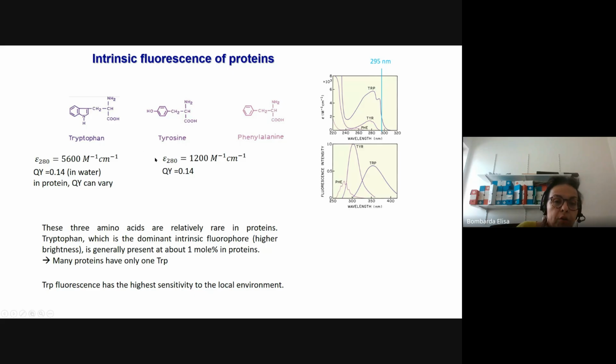Another advantage of these fluorescent amino acids is not only the fact that they are fluorescent, but also the fact that they are quite rare in proteins. Many proteins have only one tryptophan. And that is an advantage because you can say, okay, it's a local probe, so I can have information around its environment, and I'm not disturbed by many other signals around it.